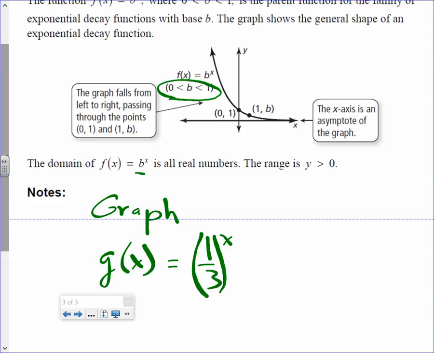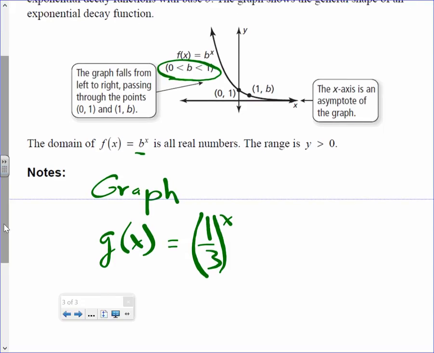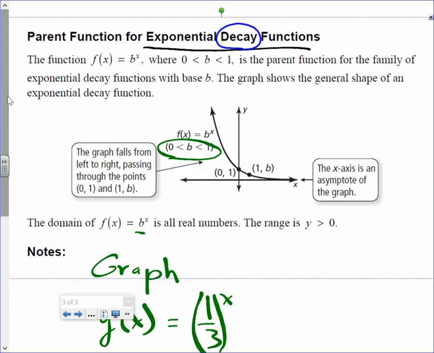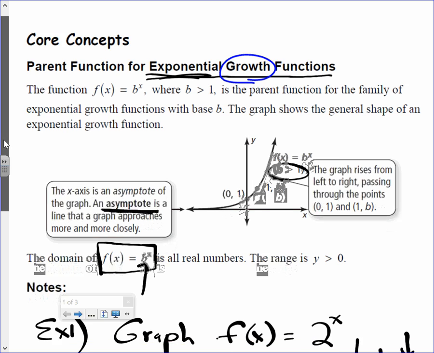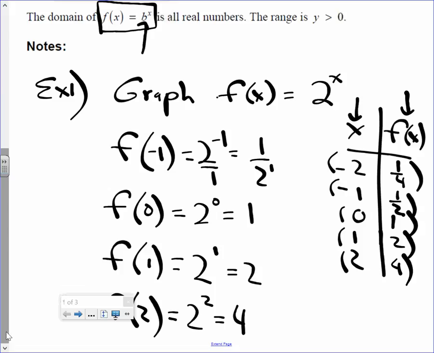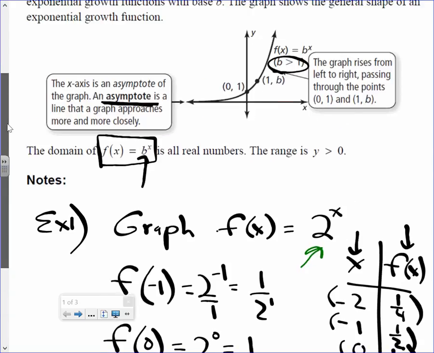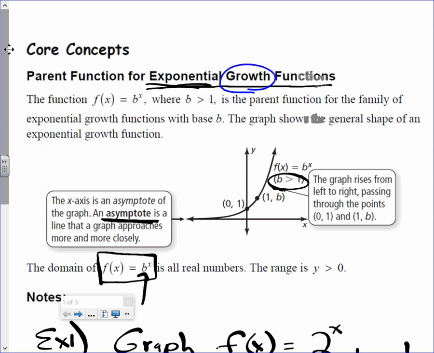Let's graph this puppy. But let me rewind again. I want you to absorb that in your mind. We're going fast in summer school. If the b value is a fraction, greater than 0 and less than 1, it's going to be a decay. Remember that for tomorrow's test. If it's not a fraction, like what we had this morning, where the b value was 2, that's a whole number, even though you could write it as a fraction. If it's a whole number, you're dealing with growth.